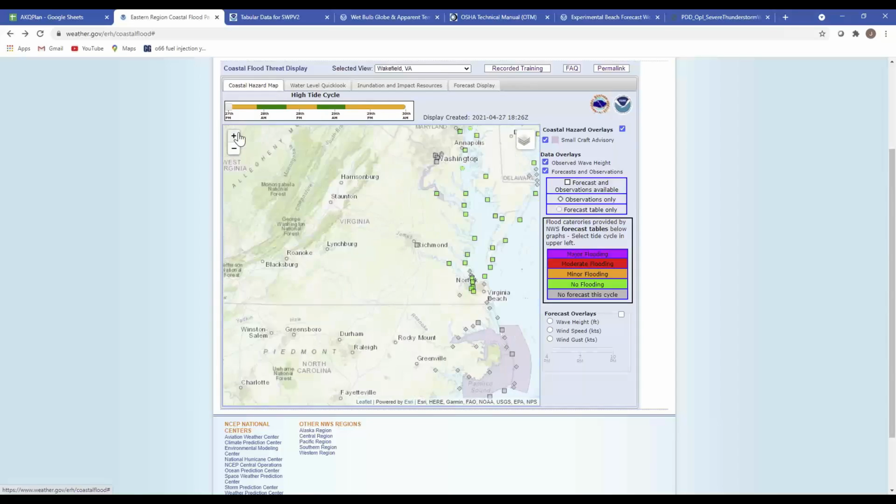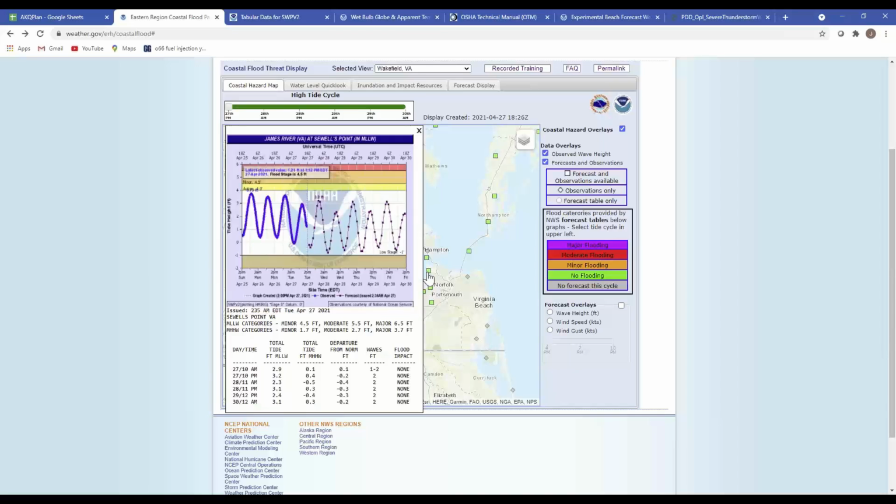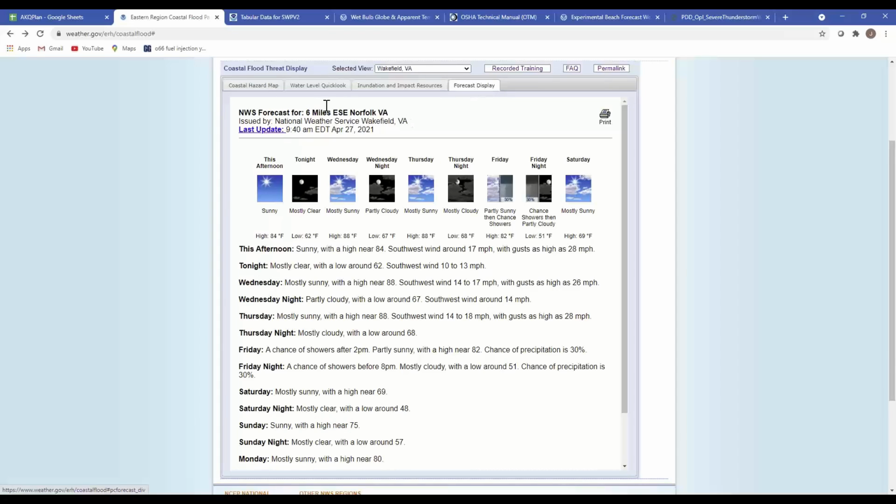So, again, if you're on this hazard map viewer, you're moving around, you look at the tides for Sewell's Point, and you say, I want to get the forecast for Norfolk as well. Just click on Norfolk and it goes into this forecast tab. You see right there is the forecast for Norfolk.